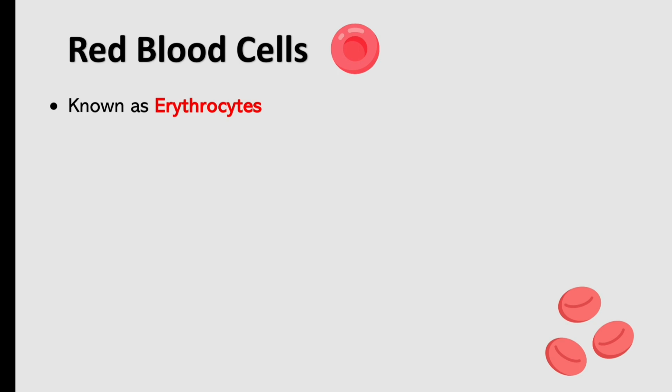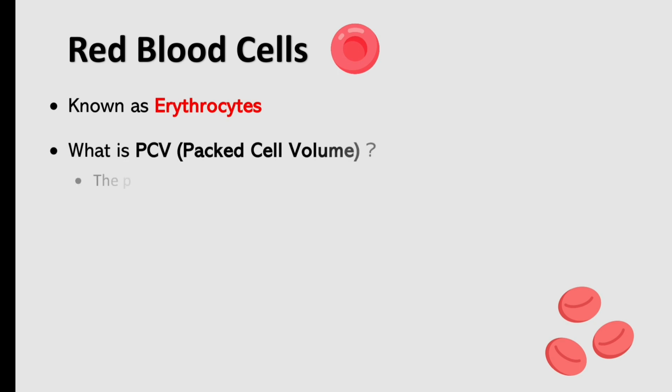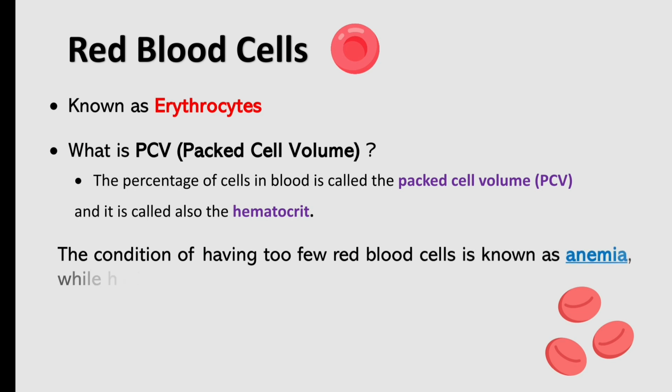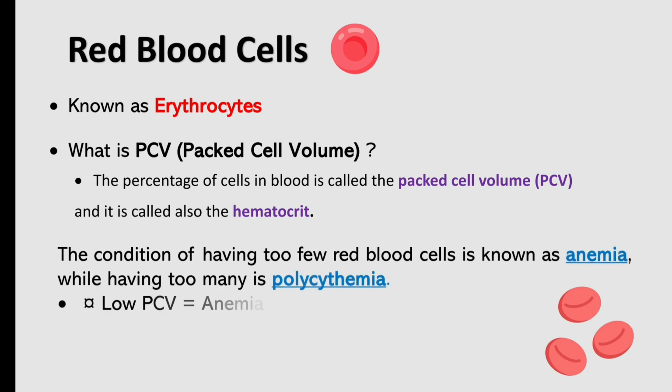What is PCV, packed cell volume? The percentage of cells in blood is called the packed cell volume, also called the hematocrit. The condition of having too few red blood cells is known as anemia, while having too many is polycythemia.